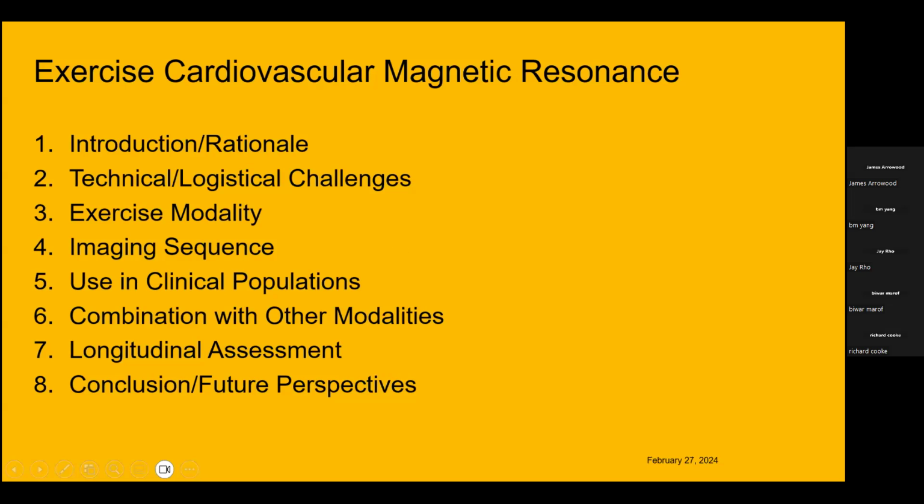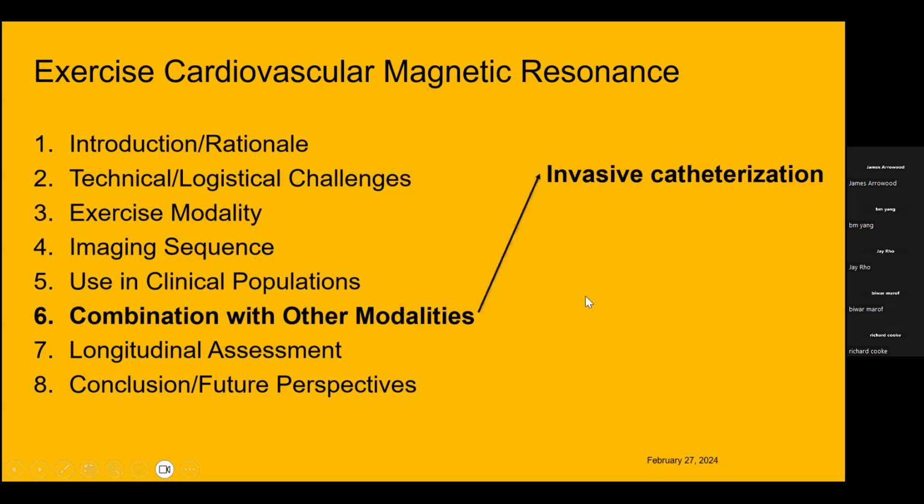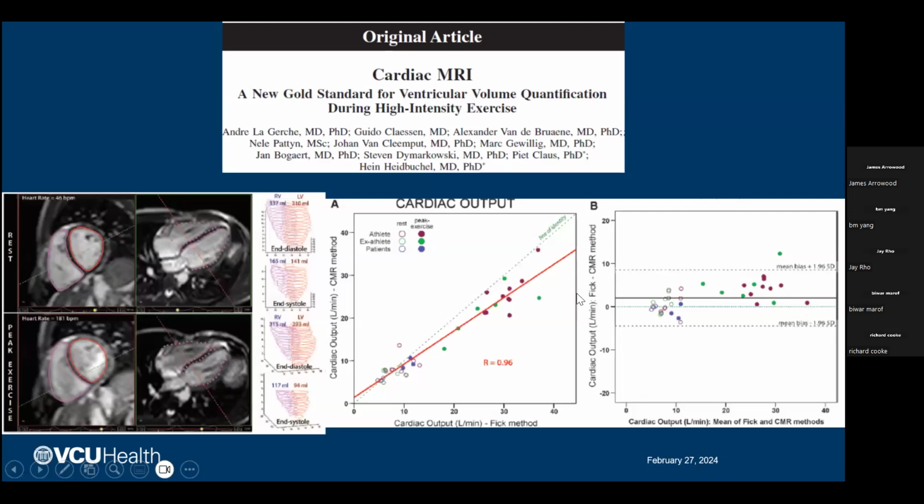Okay, I'm going to move quickly because we're getting toward the end of the session, but we can combine exercise CMR with other modalities, including an invasive right heart catheterization. So Andre La Gerche and his team have really been pioneers in the space of exercise CMR, and they performed simultaneous exercise CMR with right heart catheterization, and found that there was a very, very high correlation of CMR derived cardiac output and right heart catheterization derived cardiac outputs. And so they went ahead and labeled this a new gold standard for ventricular volume quantification during high intensity exercise.